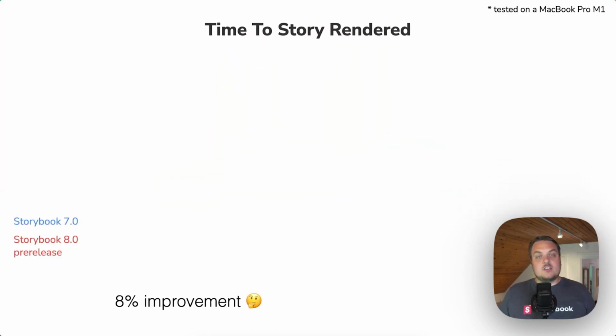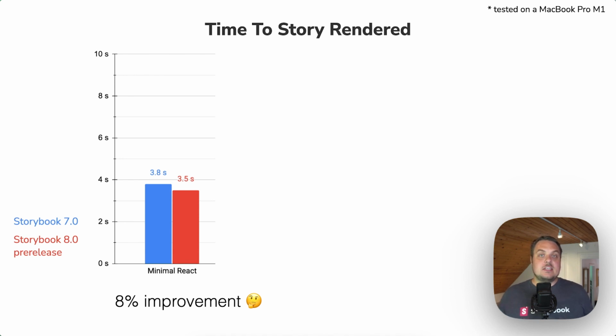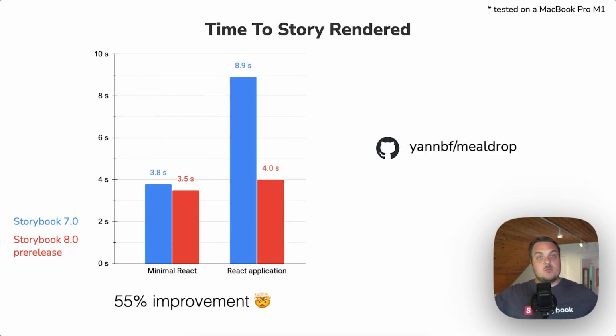In the Storybook 8 pre-release right now, we're seeing an 8% performance increase over Storybook 7 in a minimal React example that uses React and Vite, but only has 6 stories. 8% is okay, but it's not wow. We're seeing way better results if we take this further to a more mid-sized application like the Meal Drop application, which is more regular and has way more stories, including pages. In Meal Drop, we're seeing a 55% improvement of time to story rendered just by upgrading to Storybook 8. We think this is pretty fantastic, that users don't have to do anything to get that.